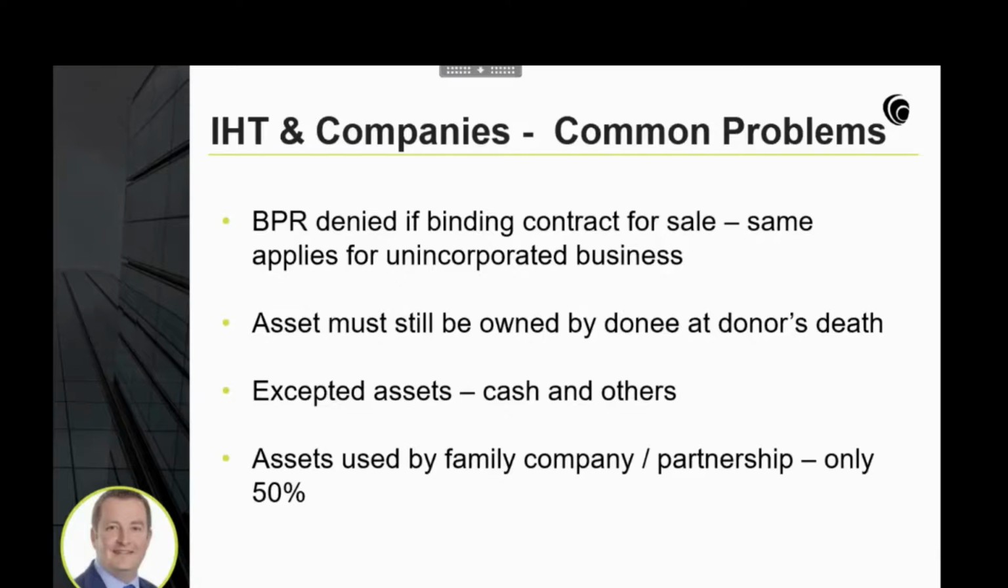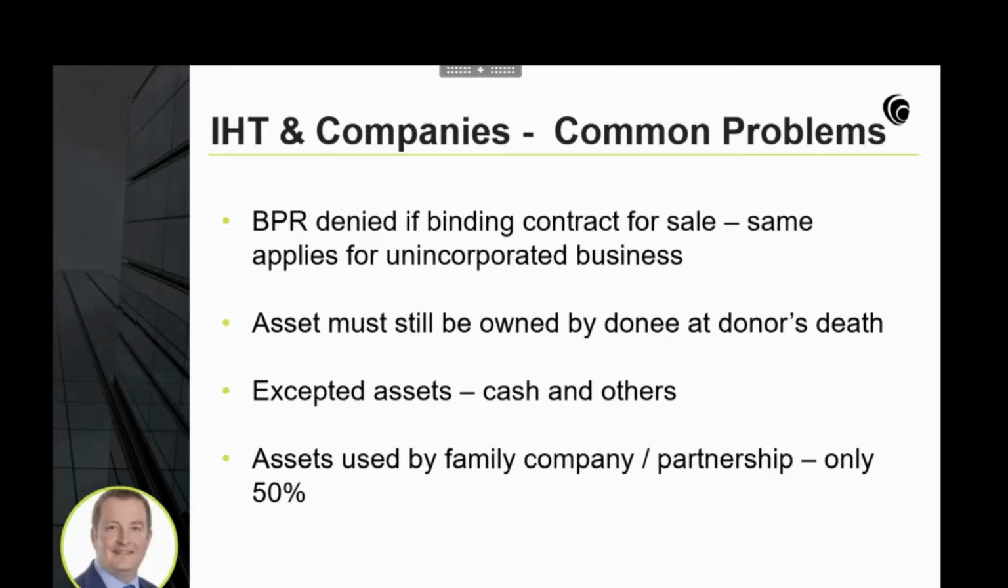In the case of a gift of a business property relief asset, the donee, so the recipient, must continue to own the asset for 7 years after the gift for BPR to be available if the donor does not survive that 7-year period. And that's the case whether you're gifting a partnership interest or shares in a company.